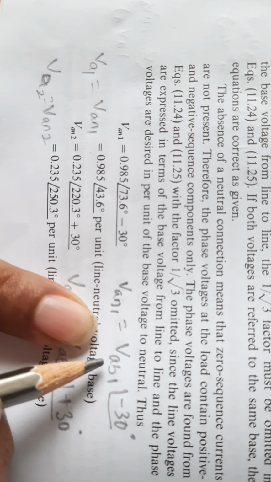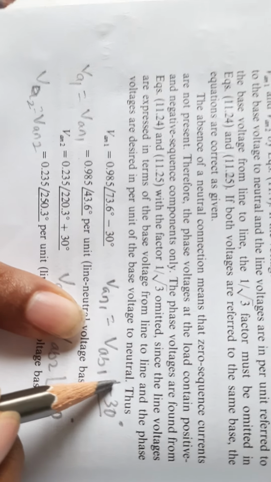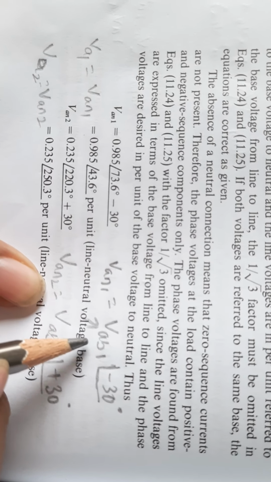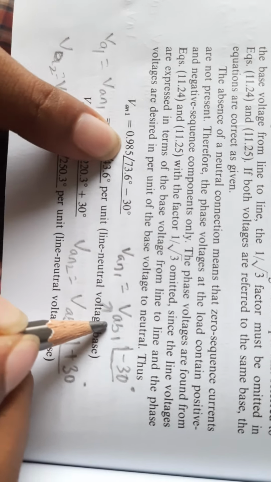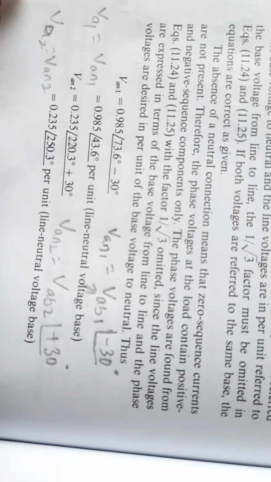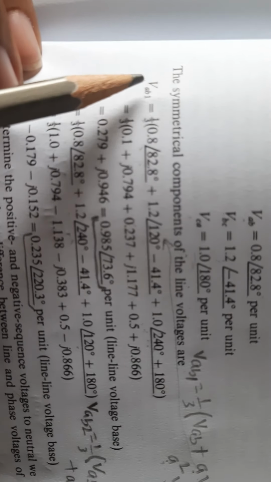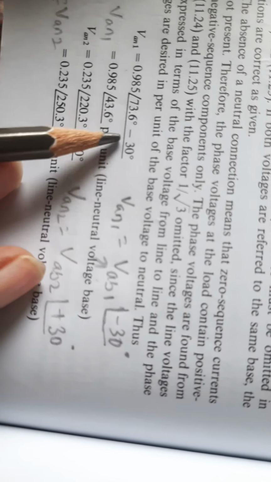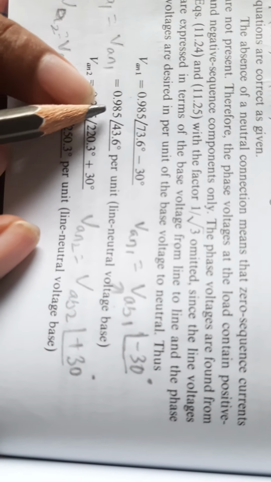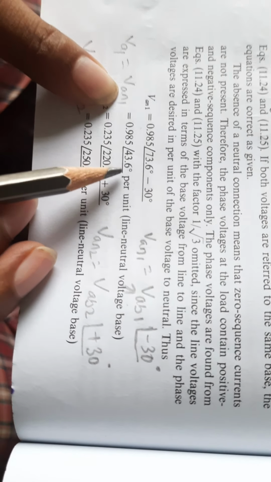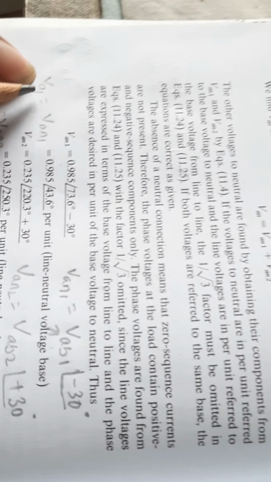VAN1 is equal to VAB1 angle minus 30. This value we have already derived: VAB1 is 0.985 angle 73.6. Putting this value here with the minus, what I am getting is VAN1 is 0.985 angle 43.6, which is also called VA1.